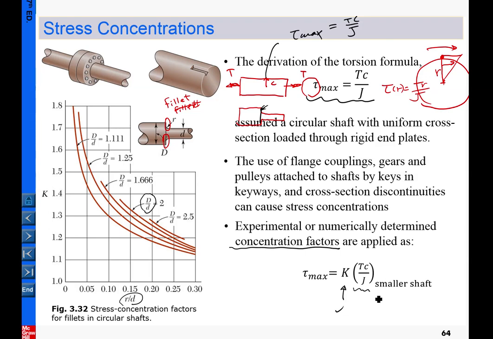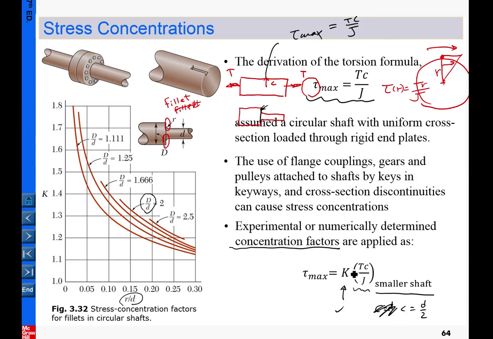The second quantity is to determine this one. Keep this in mind, this quantity must be calculated on the smaller shaft. So you calculate this quantity based upon, for this example, say the smaller shaft diameter is d, so in this case c should be equal to d divided by 2.